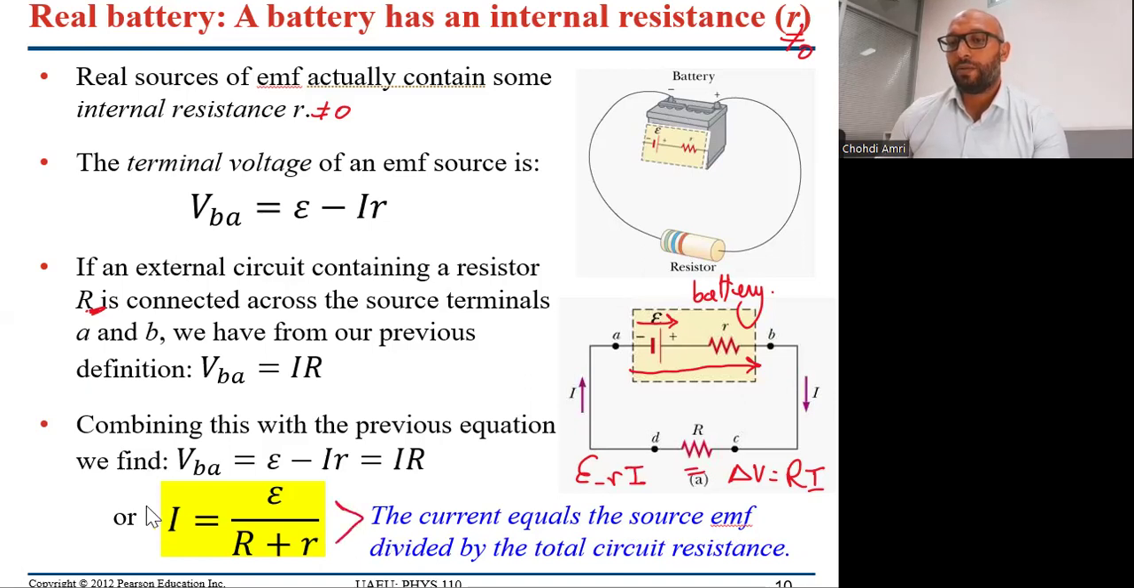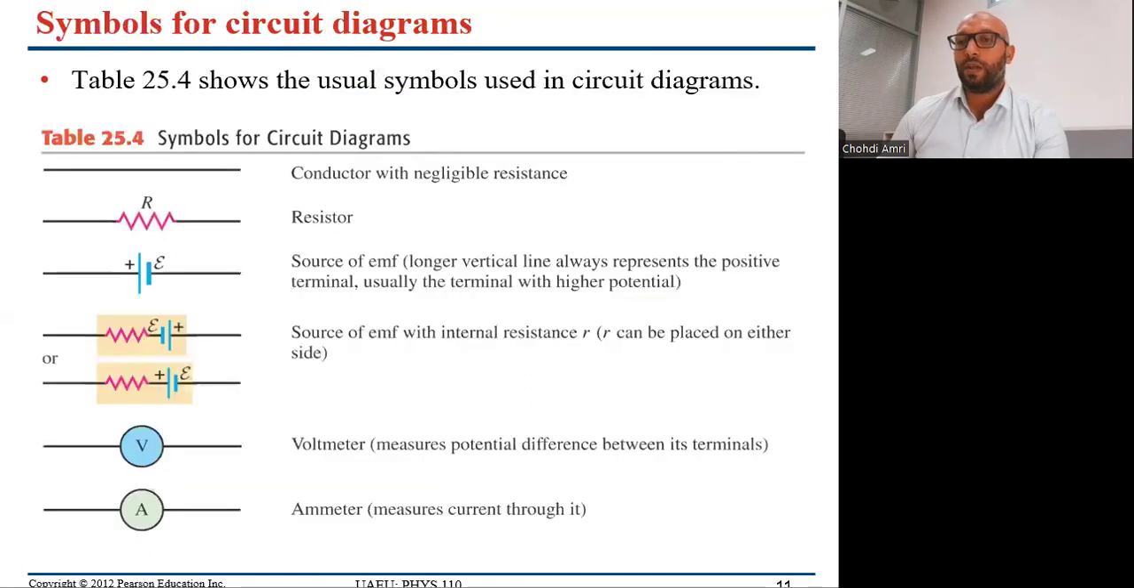Okay, so we have to differentiate between the ideal battery and the real battery. In the ideal battery, I equals epsilon over R. In the real battery, I equals epsilon over R plus r, internal plus external.